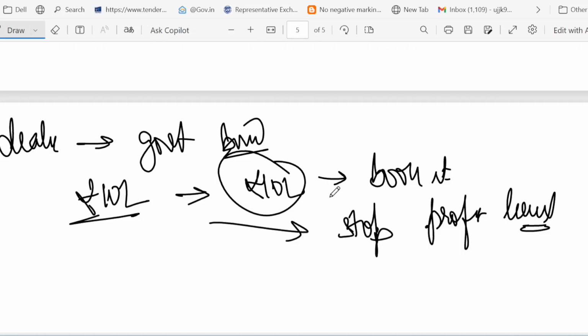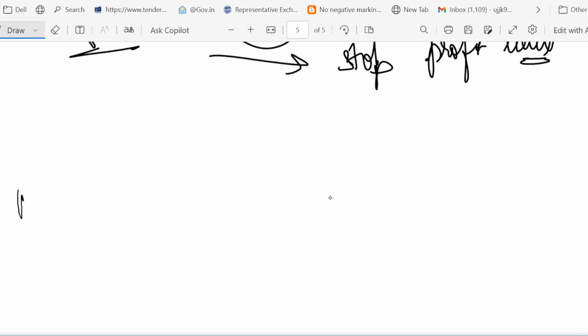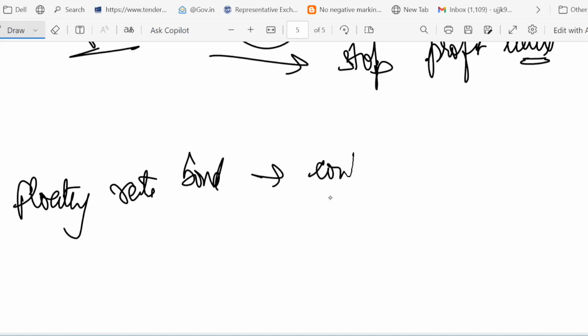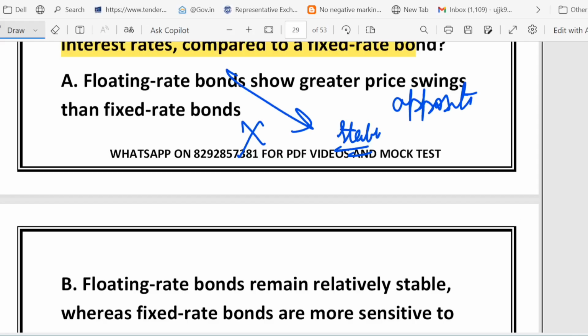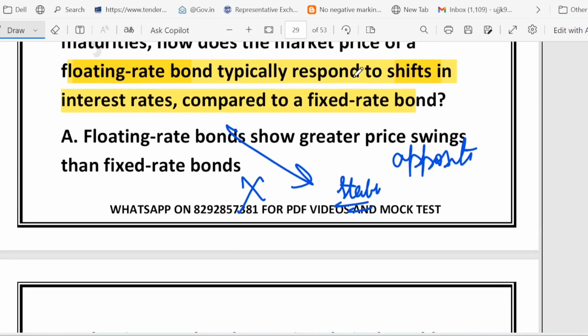Right? So remember, a very important thing I'm telling you: in the context of floating rate bond, their coupon, or the interest payment, keeps adjusting with the market rate. So there is no reason for the price to fluctuate a lot. It is the fixed rate bond that sees bigger ups and downs in the price when interest rate moves. So that's why option A is wrong.